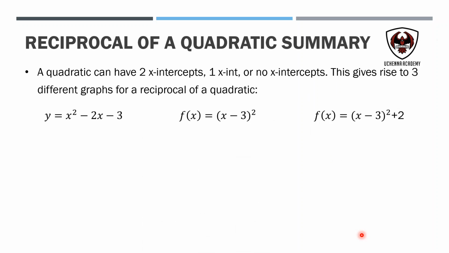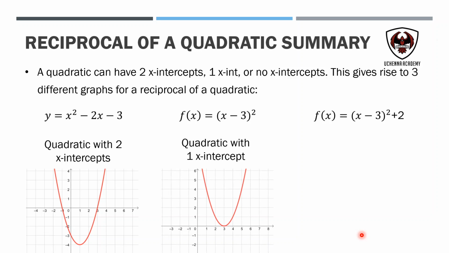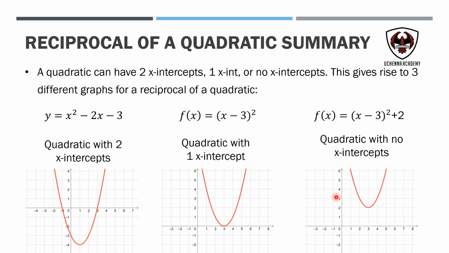So a quadratic basically can have 2 x-intercepts, 1 x-intercept or no x-intercepts. We know this from previous studies. This gives rise to 3 different graphs for a reciprocal of a quadratic. All right, so if we have a quadratic with 2 x-intercepts, that's an example right there. We have a quadratic with 1 x-intercept, an example is there. And then, of course, we have a quadratic with no x-intercepts.